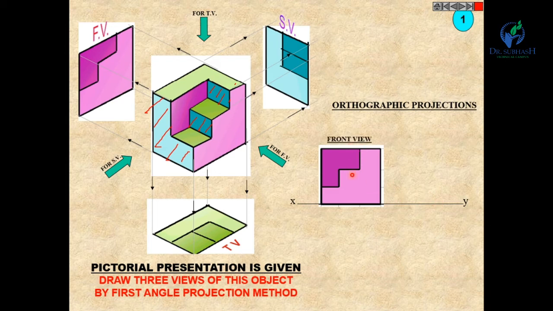Now the top view is below XY line. So draw the projections from this front view, okay, and accordingly draw its top view. Okay, so looking from the top, we have to draw the projections from here. You can see these are the different projections. Okay, and accordingly draw its top view. You can see this is the top view, right?